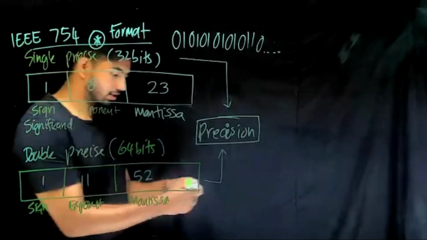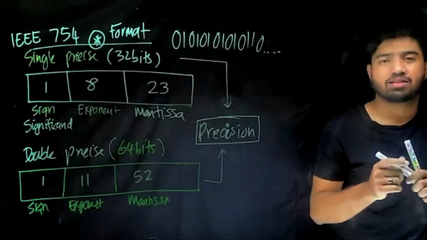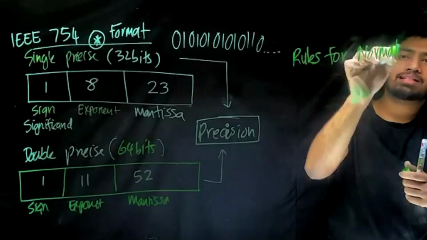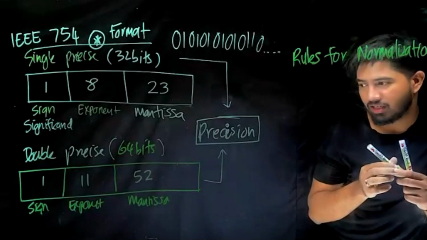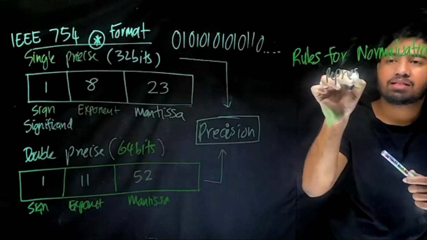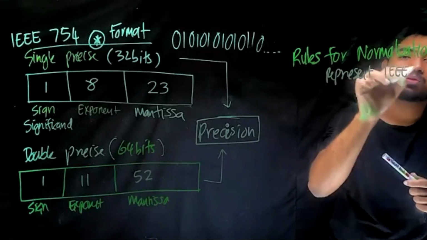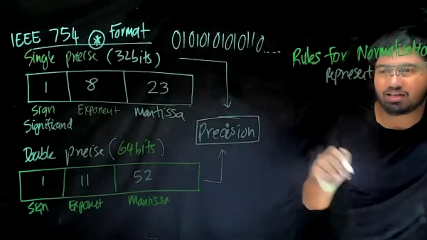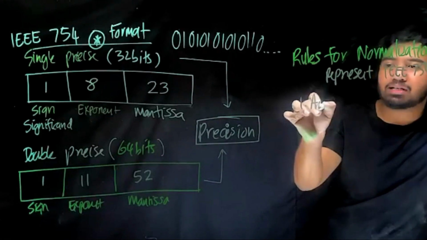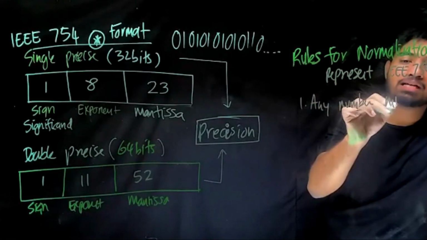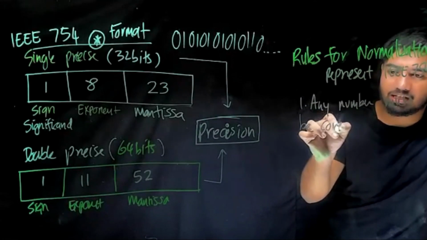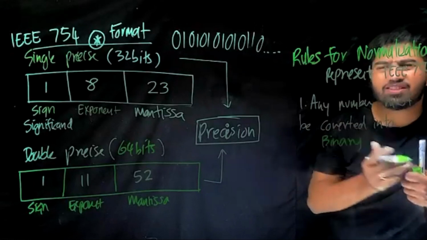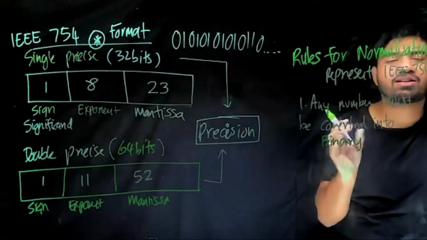Then we come across how to represent it. There are certain rules for normalization. This is how to represent in IEEE 754 format, and there are certain rules in order to normalize. The first rule is, any number must be converted into binary. First thing you are supposed to do is convert any number into binary.